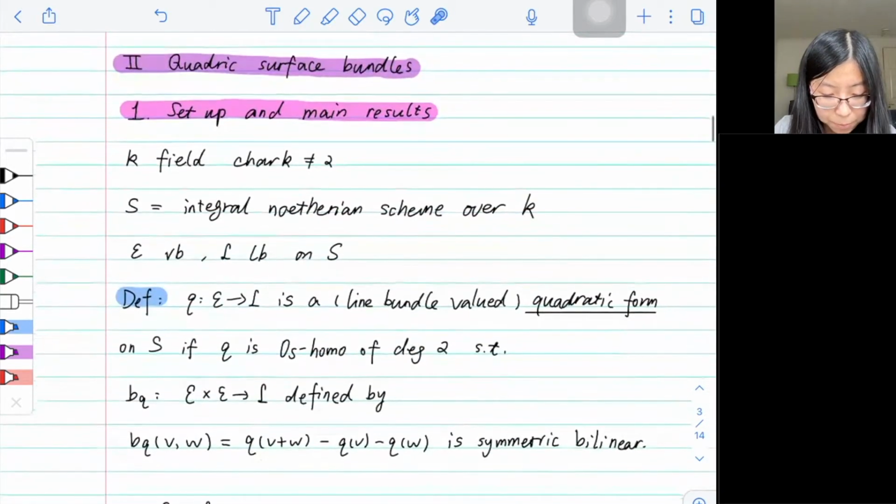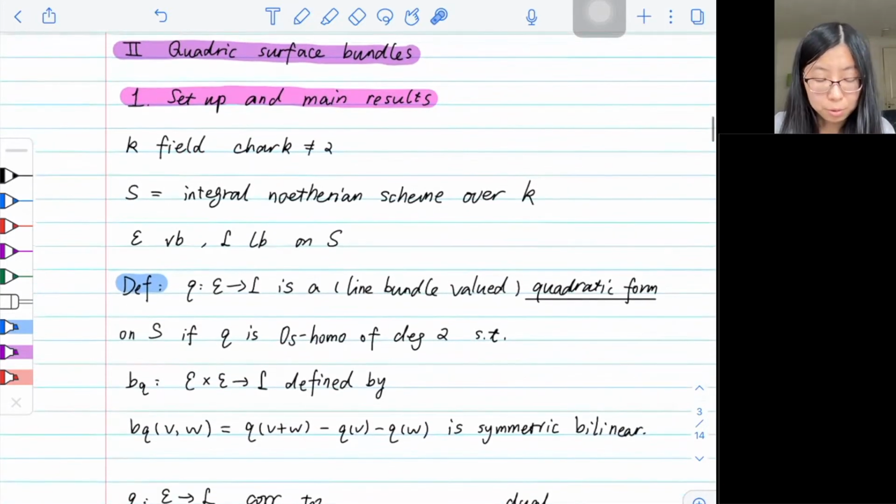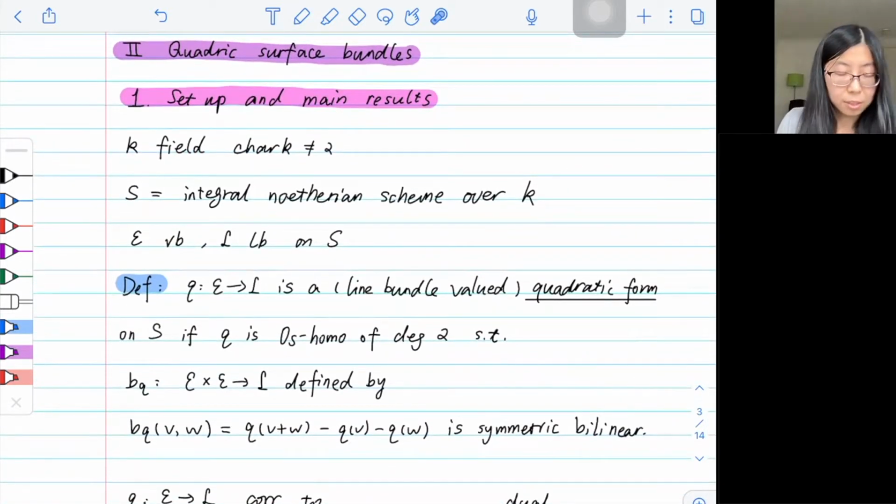So now, hopefully you have some idea what you should expect. And then we'll now move to the families of quadrics. So we'll set up the general setting. I will take the base field to be any field, as long as the characteristic is not 2. And then we'll fix S to be the base, where I assume this to be an integral Noetherian scheme over K.